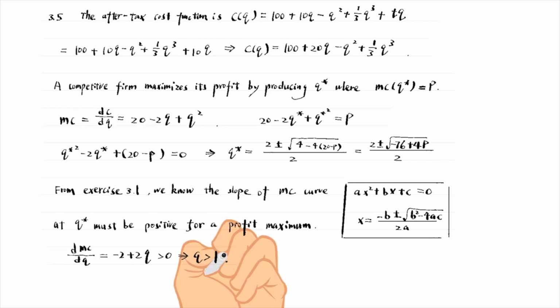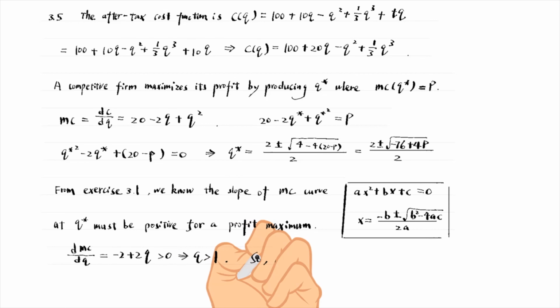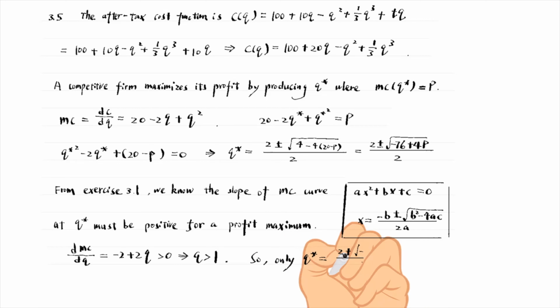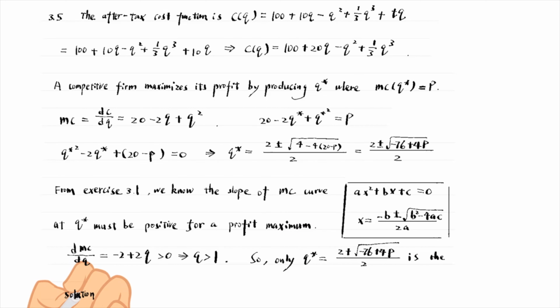Q must be greater than 1 for a profit maximum. We find that only one of the two possible solutions is greater than 1. So only a single output is the solution to the problem.